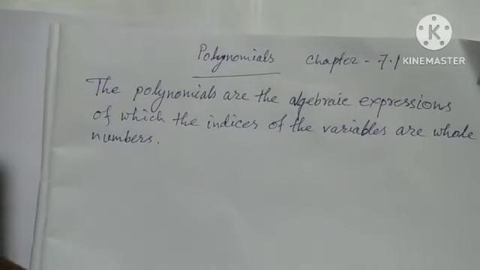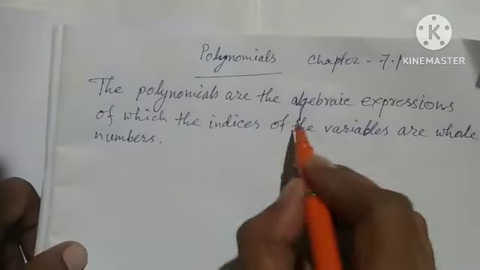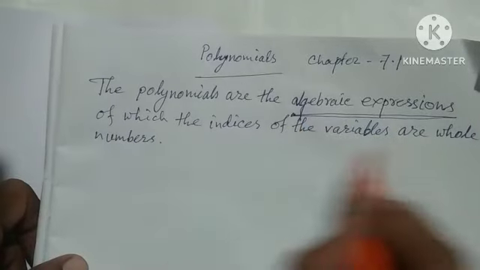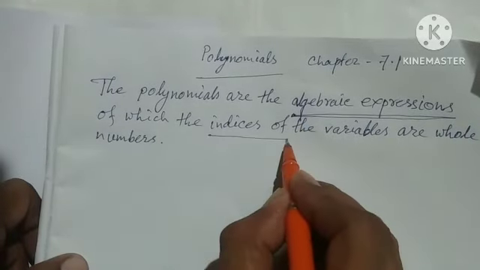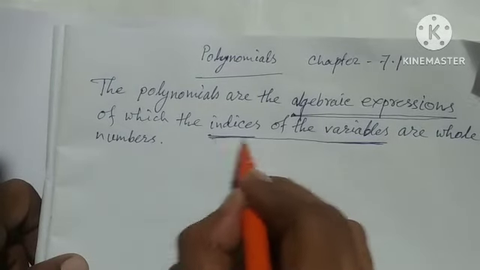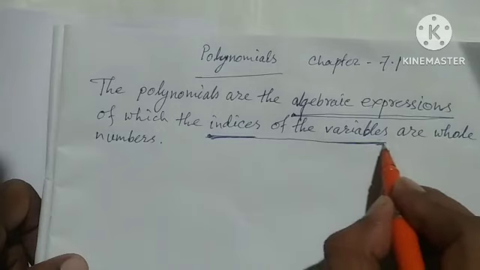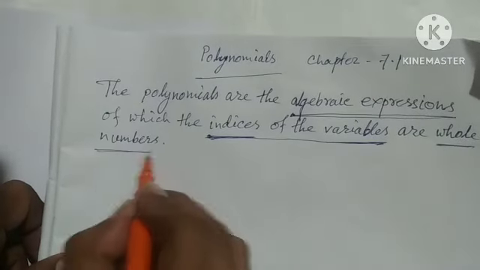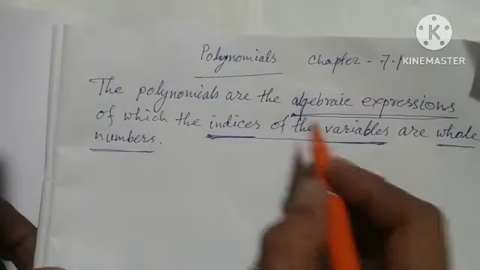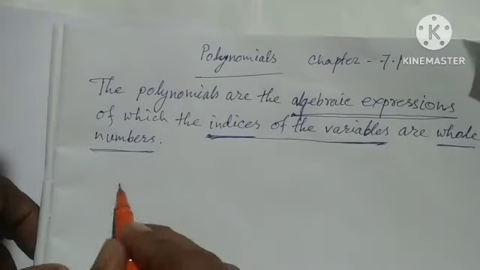So at first we have to know what are algebraic expressions. We have to know at first, and then indices of the variables. So variables and indices are two terms we have to know, and then what are whole numbers. We know about whole numbers because we have already learned about whole numbers in real numbers. Therefore it is not difficult. So at first, algebraic expressions.